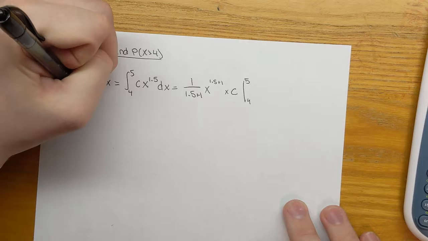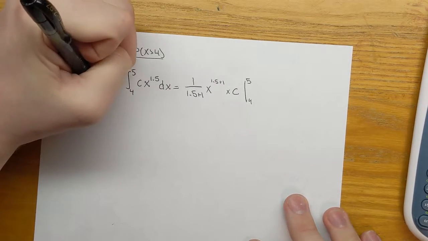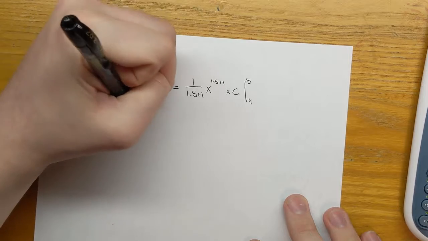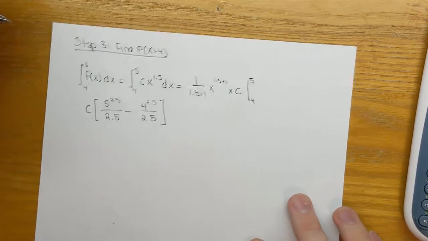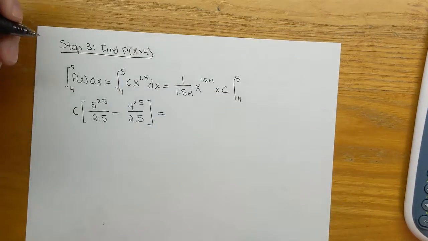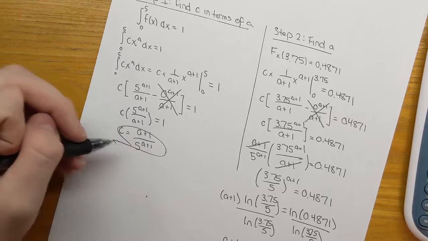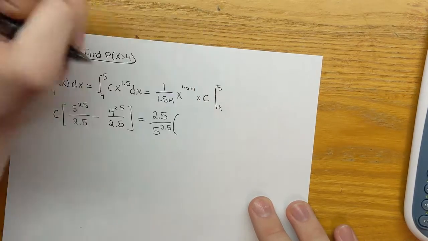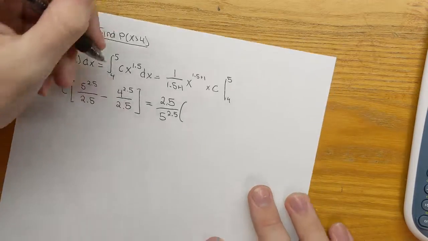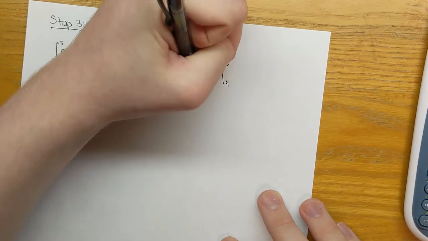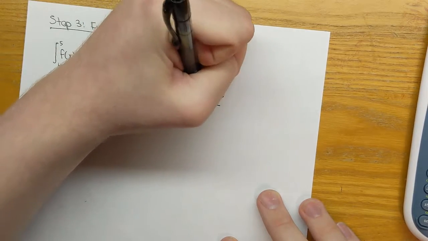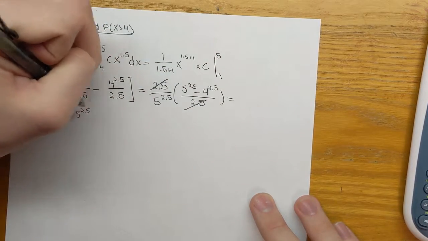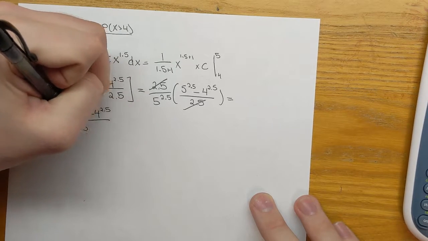Well, let's evaluate this. Again, I'm going to factor out my c. So we're going to have 5 to the 2.5 over 2.5 minus 4 to the 2.5 over 2.5. And then I'm going to bring in my c here. So when I substitute in my c, as we found here, c is equal to a plus 1 over 5 to the a plus 1. So c is equal to 2.5 over 5 to the 2.5. And then we multiply by, I'm going to combine these two fractions, 5 to the 2.5 minus 4 to the 2.5 over 2.5. These two terms cancel out. So we're left with 5 to the 2.5 minus 4 to the 2.5 over 5 to the 2.5.